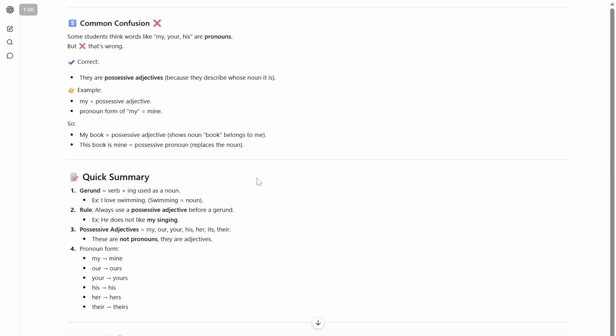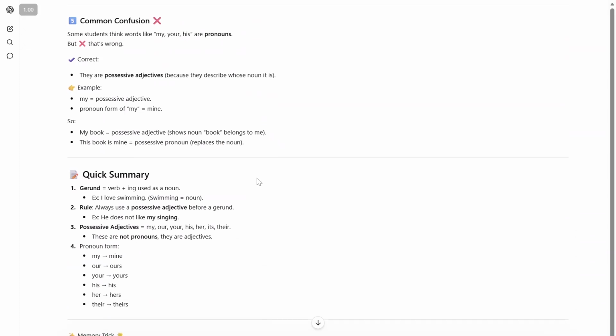Common confusion. Some students think words like my, your, his are pronouns, but that's wrong. Correct. They are possessive adjectives because they describe whose noun it is. Example, my equals possessive adjective, the adjective form of mine. So, my book equals possessive adjective, shows noun book belongs to me. This book is mine, possessive pronoun replaces the noun. Quick summary.